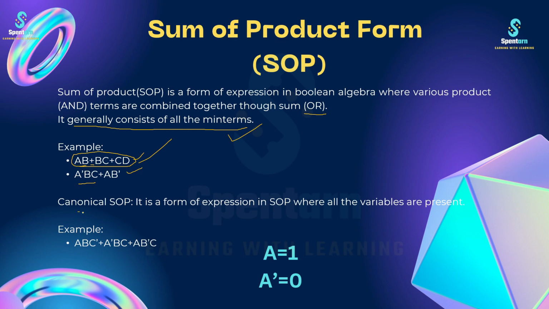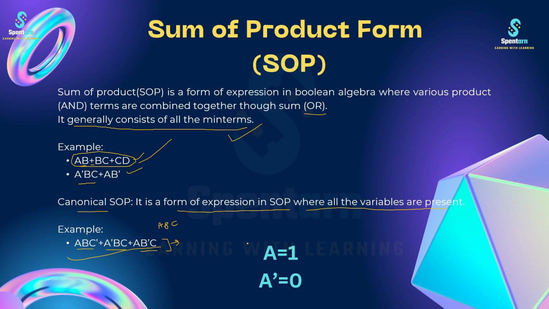Now another question is: what is a canonical SOP? It is the form of expression in SOP where all variables are present. What does it mean? If we are given A, B, C, we have three variables, so in the expression all three variables should be present, right? You can see in the first term we have ABC, in the second term ABC, in the third term also ABC. That means in all the terms of this example all the variables are present, so we can say this one is our canonical SOP.